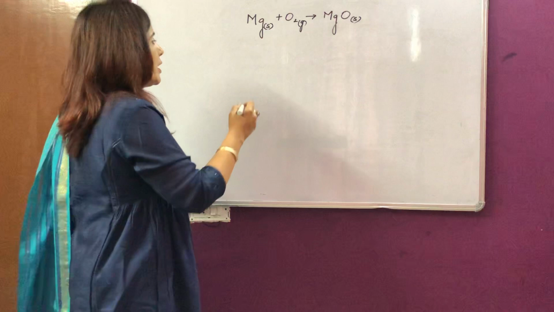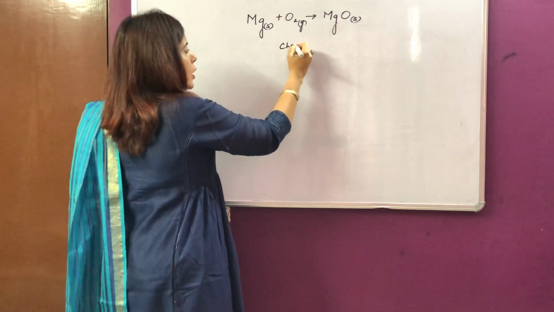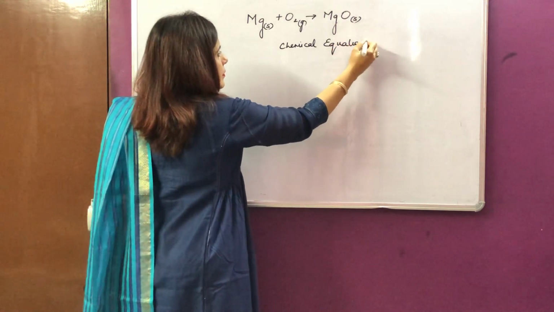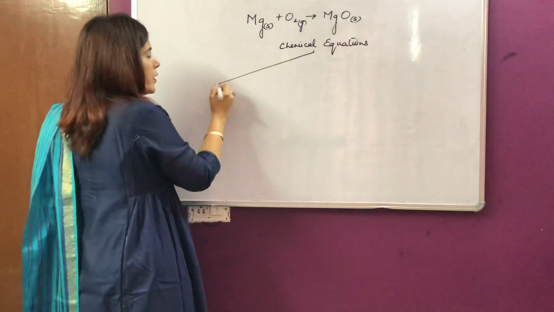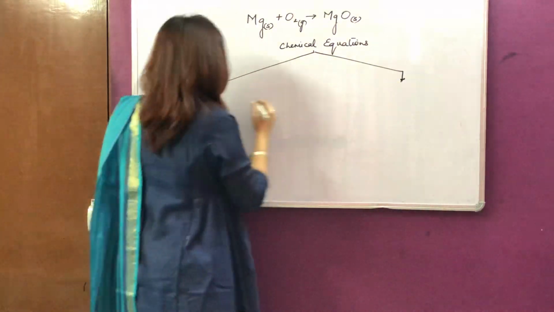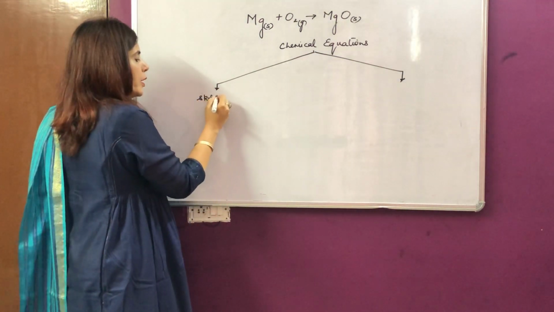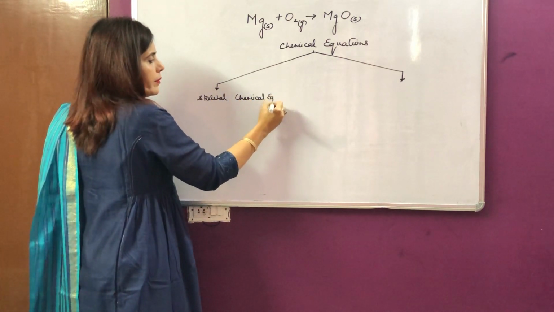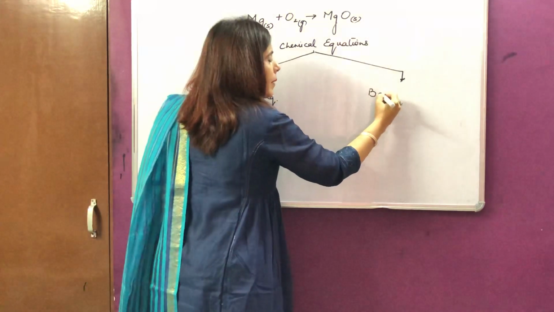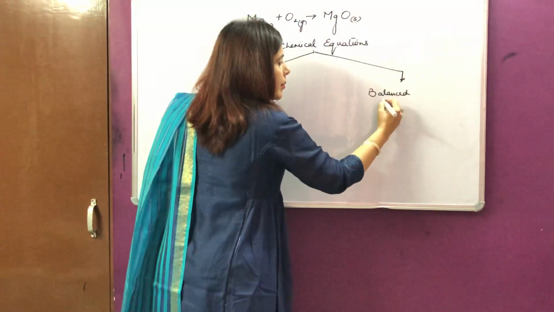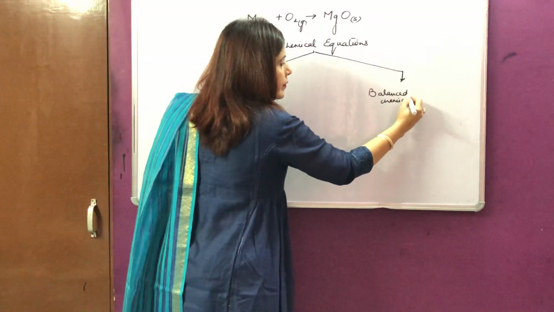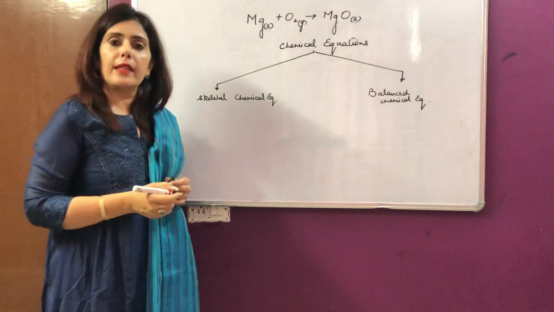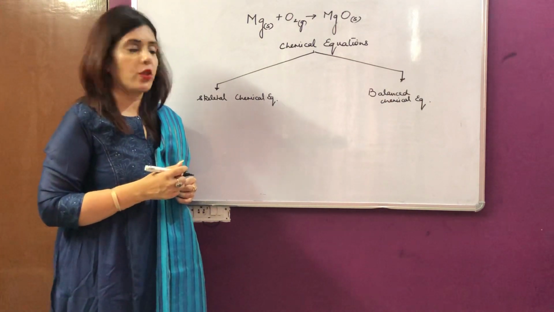Now, how many types of chemical equations are there? So chemical equations are of two types. First is a skeletal chemical equation, and second is a balanced chemical equation. Now what is the difference between the two, the skeletal chemical equation and a balanced chemical equation?